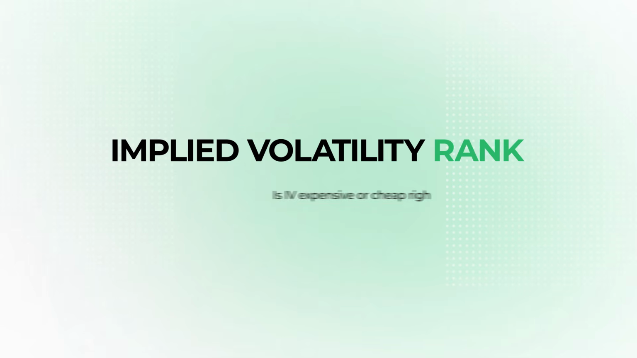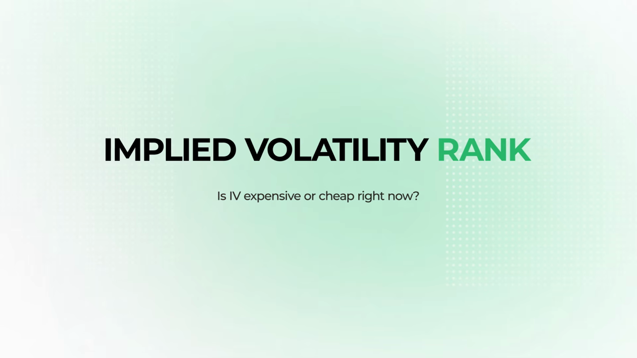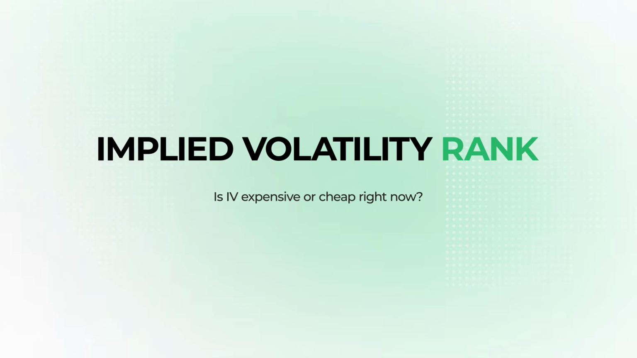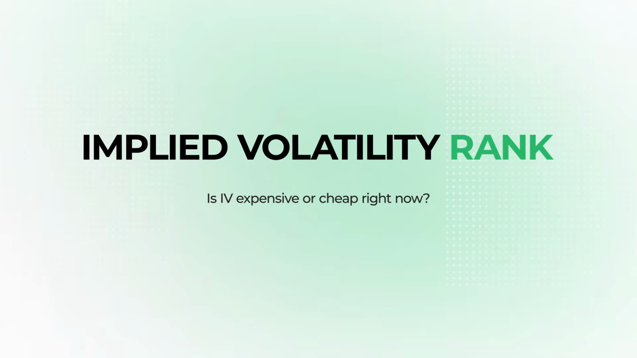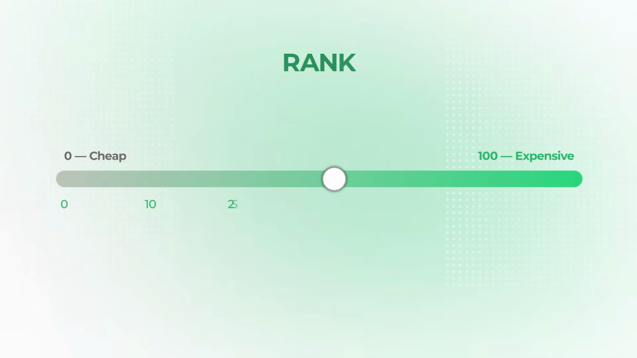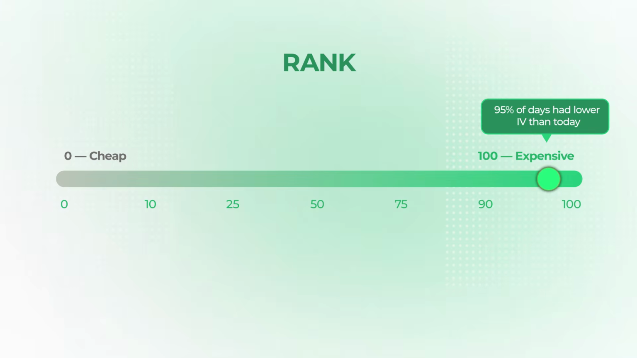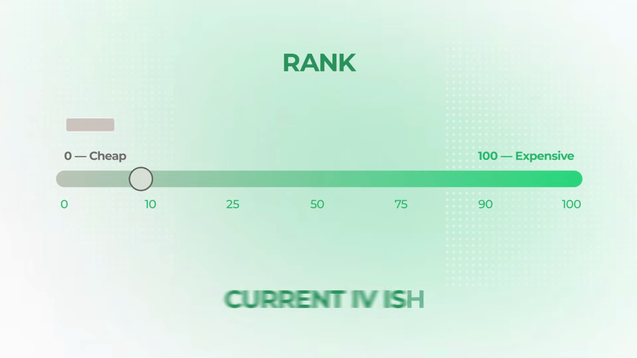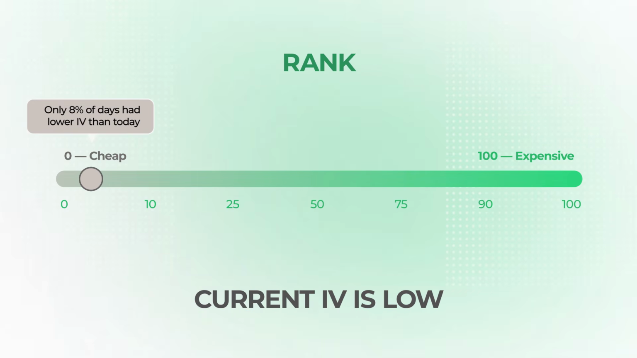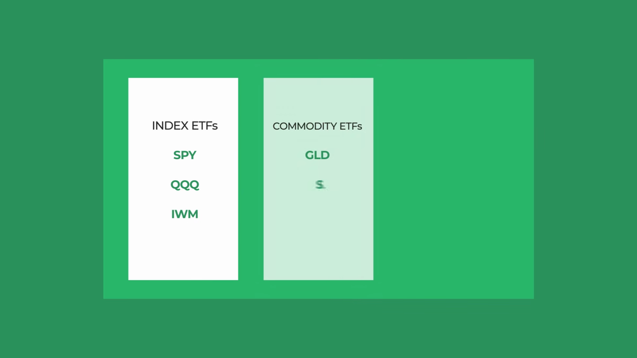Let's start with how to measure whether implied volatility is high or low at any given moment. This is a concept often referred to as implied volatility percentile. On our platform, we call it rank. For example, if a stock has an IV rank of 95, it means 95% of days over the past year had lower IV than today. In other words, IV is high. And if the rank is 8, the opposite. IV is historically cheap. So we asked, after IV rank hits an extreme, what happens to IV next?